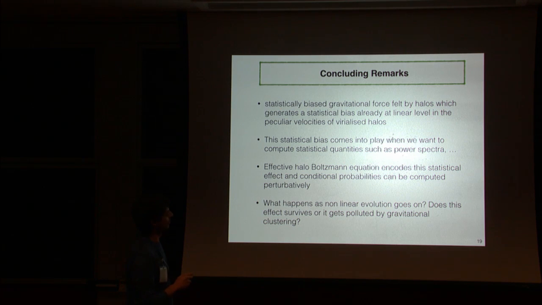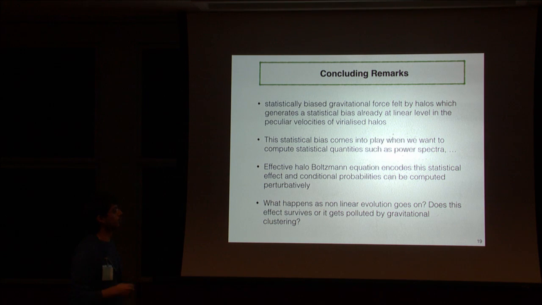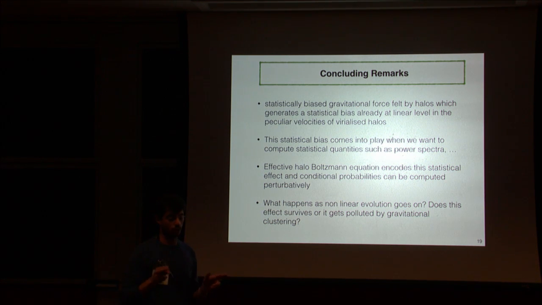Okay, so just to sum up: a statistically biased gravitational force felt by halos. We found this, which generates a statistical bias already at the linear level in the peculiar velocity of virialized halos. And this statistical bias comes into play when we want to compute statistical quantities. I said statistical like 100 times; I guess you got the point. This is important when we compute power spectra, trace spectra, and so on.